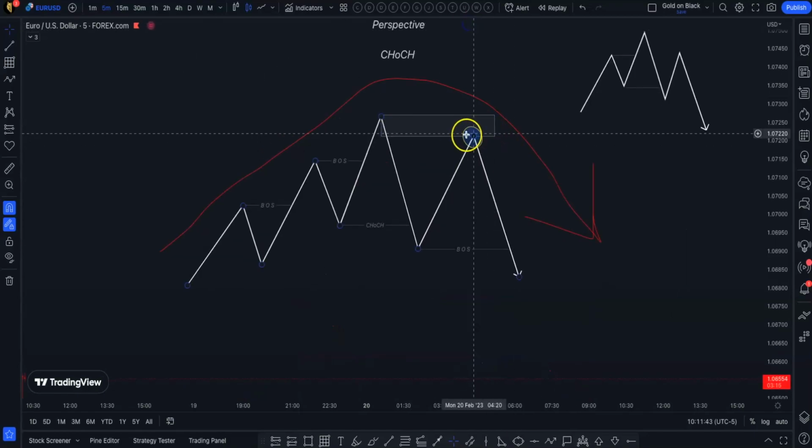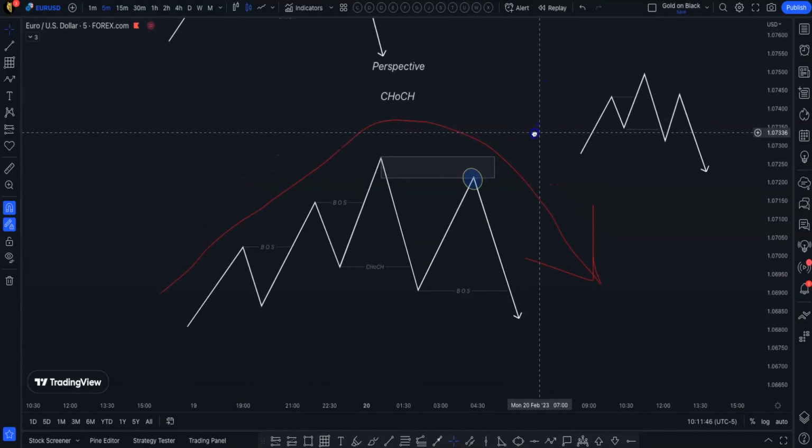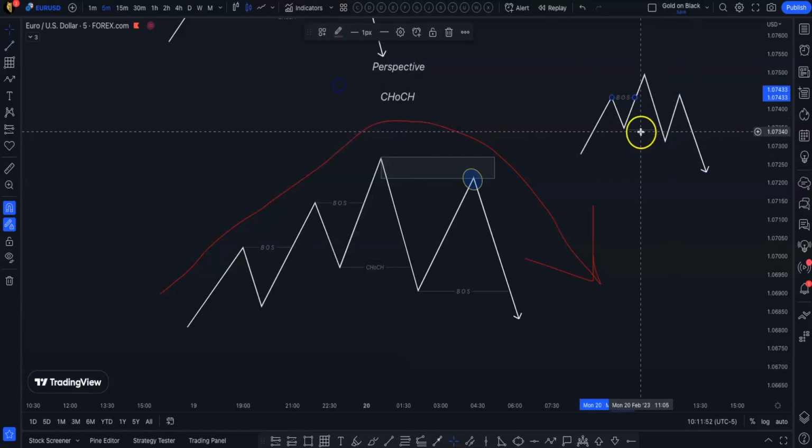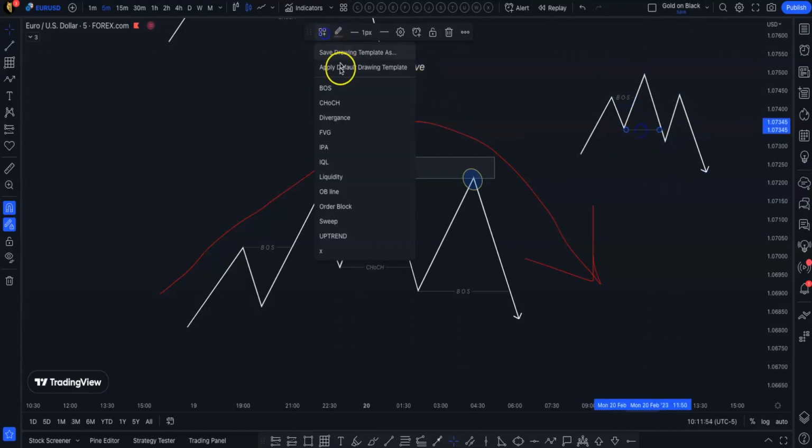So whenever I say look for a boss and a change of character, I mean it. You want to see, right? You want to see this. You want to see a boss like this. And you want to see a change of character for this to be valid.